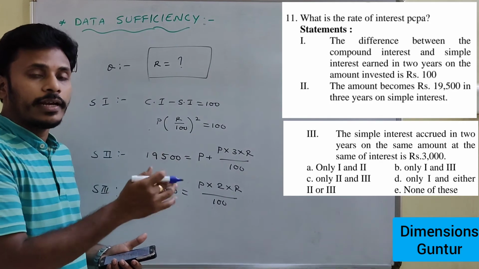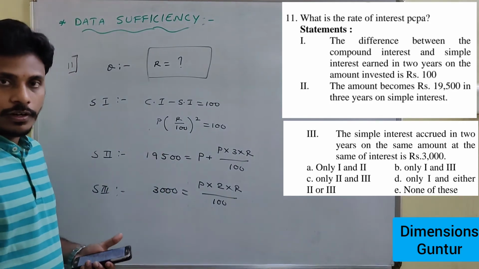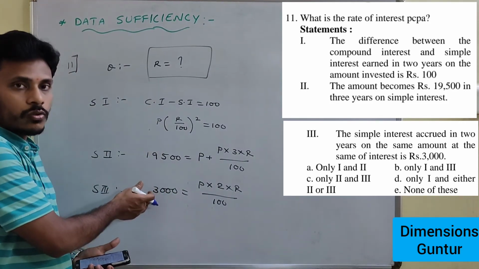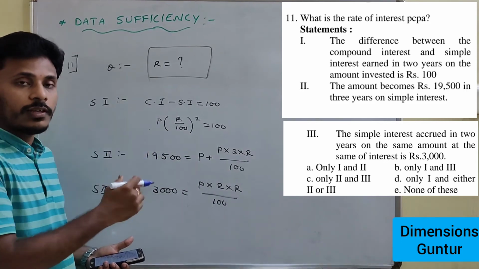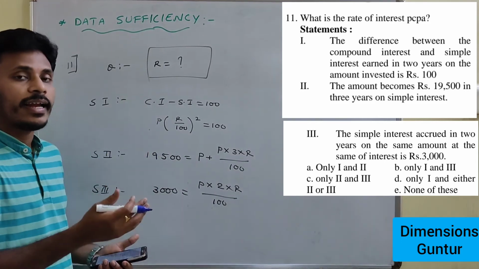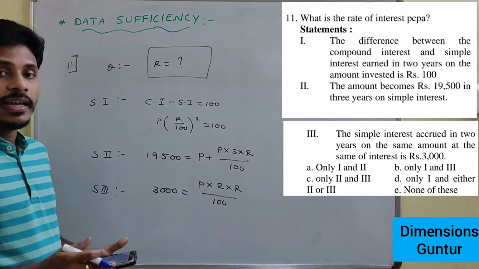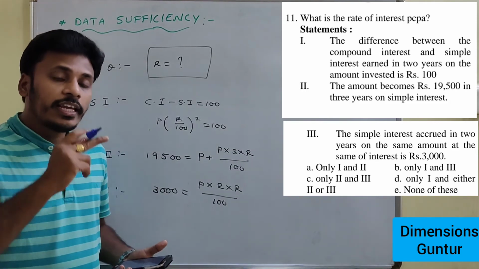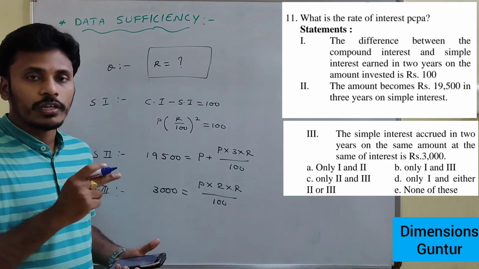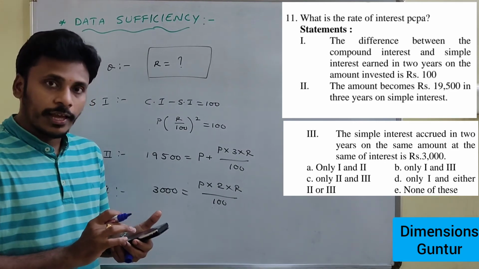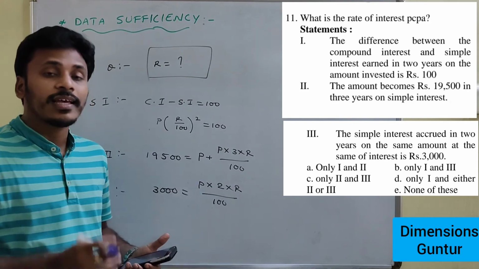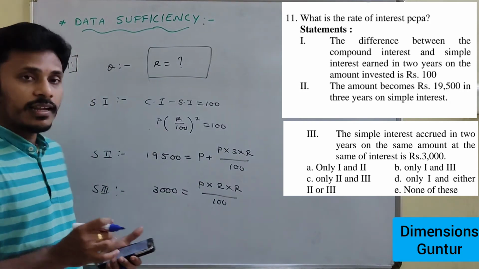If you take 1 and 2, just divide these two equations, P will get eliminated and you will get the rate of interest. Similarly for 2 and 3, and similarly for 3 and 1. If you divide any two of these three, the principal will get cancelled and directly you will get the rate of interest. At the end, any two out of these three statements are sufficient to answer the question, but among the options it is not there. So you need to choose your answer as none of these, and that's the 11th question.